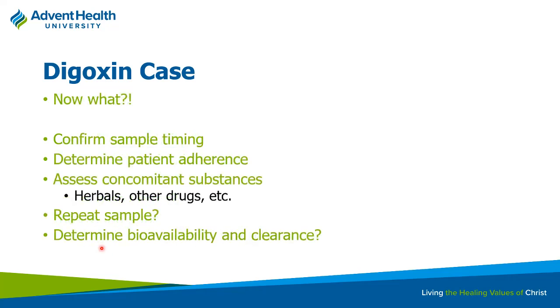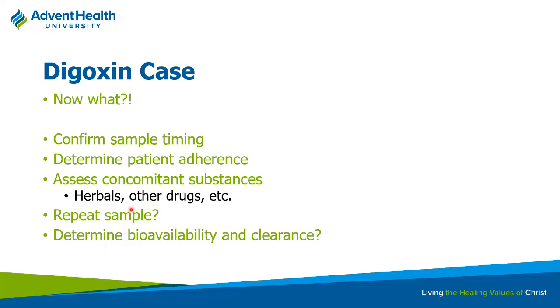Okay, so now what? We've kind of thought through all the different issues here. Well, one, we want to confirm the sample time. So again, you can call the lab and say, hey, when was this actually done? Or call the nurse potentially if it was a nurse who drew the level. Determine patient adherence. So again, we use that teach-back method to make sure they actually are taking their dose. Now again, if you ask a patient, hey, are you taking all your doses? They'll probably say yes. But you can ask them things like, well, what do you do if you ever miss a dose? And they're like, oh yeah, I do that all the time, and I just double up the next day, right? You can ask some questions like that and try to tease out what's really going on with the patient there.